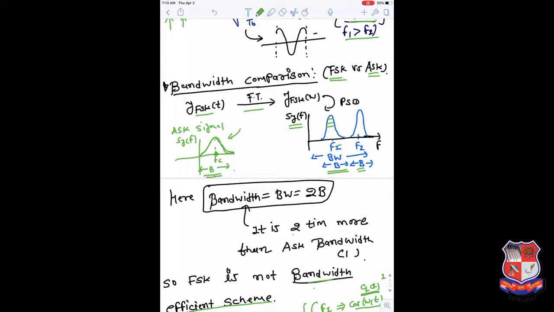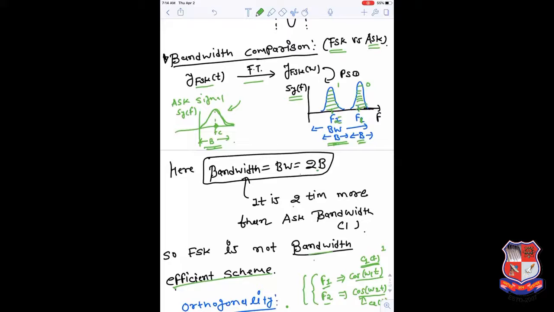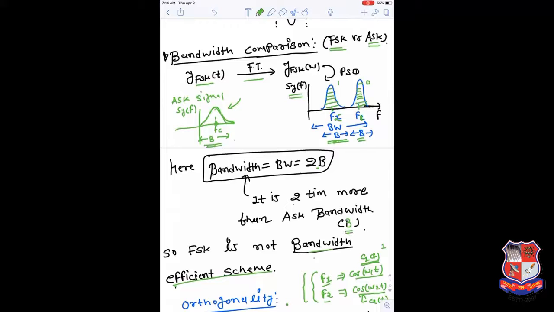But now in the FSK signal, we have two carrier signals. 1 and 0 are both transmitted alternately with different carrier signals. So 1 can be transmitted with the higher carrier frequency F1, and 0 can be transmitted with the other carrier frequency F2. So there are spectrums of two carrier frequencies, and assume both have a bandwidth of B. So the total bandwidth of the signal is B plus B, or 2B, which is twice the minimum bandwidth B, the bandwidth of the ASK signal.